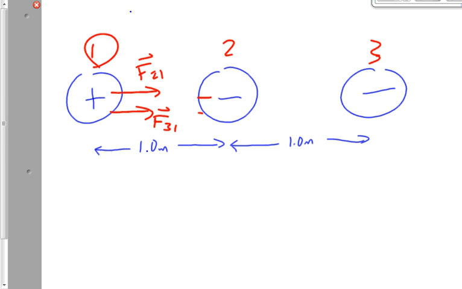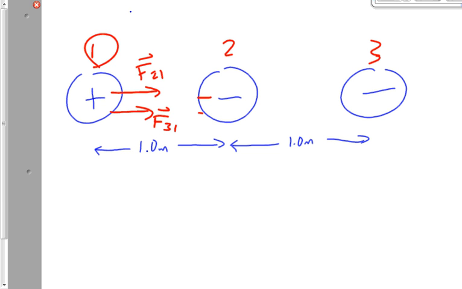Let's calculate both of those forces. kQ1Q2 over r squared, kQ1Q3 over r squared. And then we're going to add them up. When we add these two together, we're going to make sure that they're both positive numbers because they're both to the right. Does that make sense?